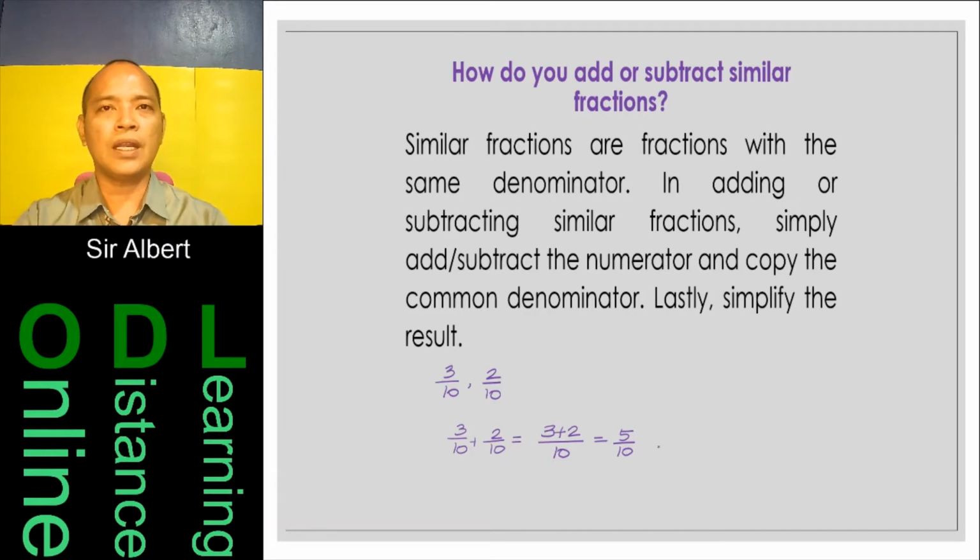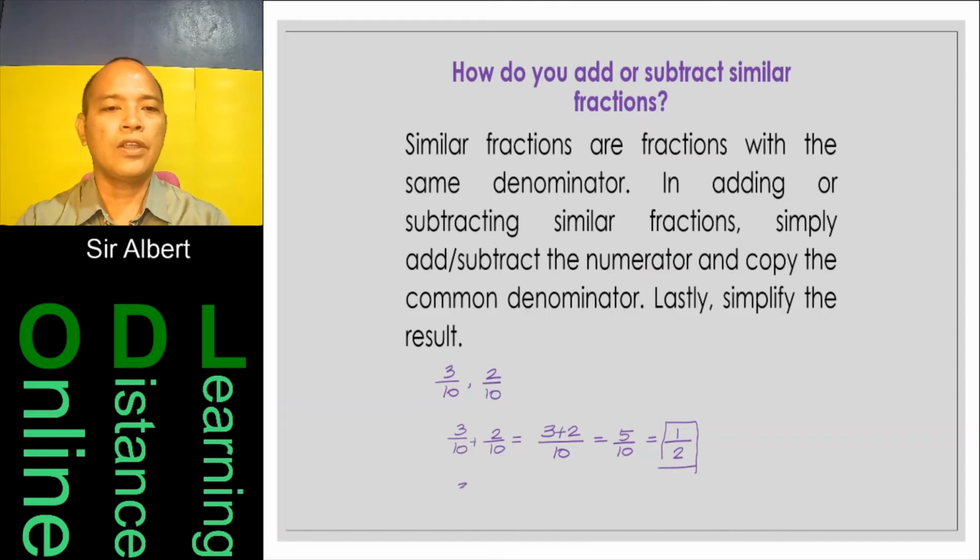5 over 10 is not the final answer, because it is a fraction that can still be simplified. In particular, both the numerator and denominator can be divided by 5. So dividing the numerator by 5, we get 1. And dividing the denominator by 5, we get 2. Therefore, 3 over 10 plus 2 over 10 is equal to 1/2.